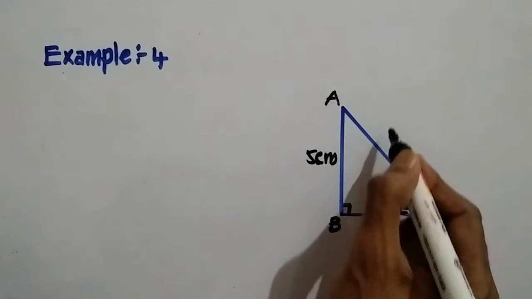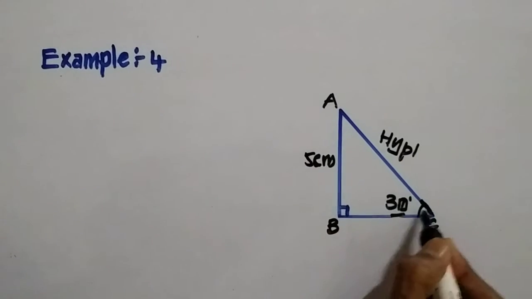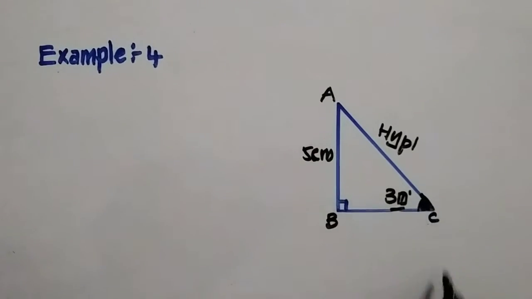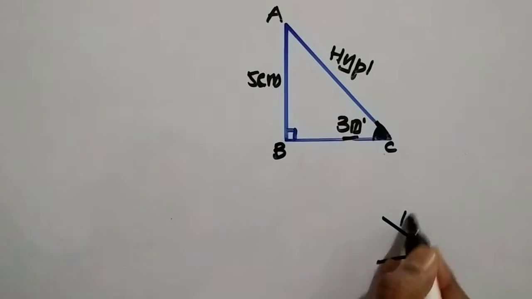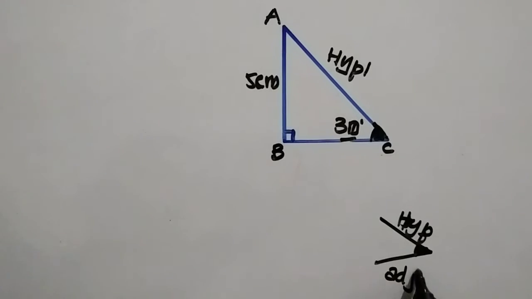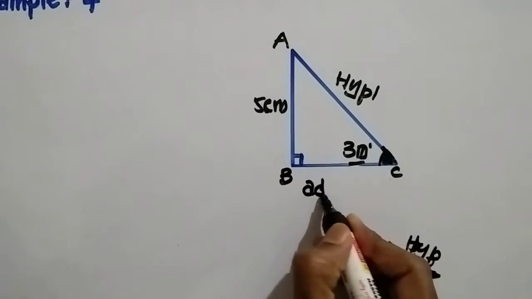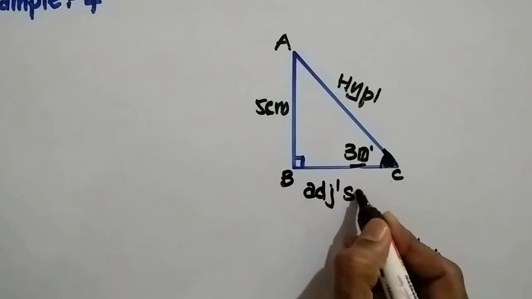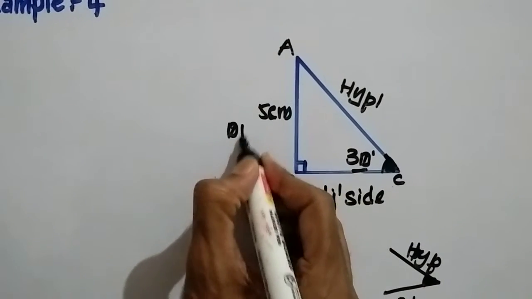Now the longest side is called the hypotenuse. The side beside the hypotenuse is called the adjacent side, remember, okay. The hypotenuse beside side is called the adjacent side and the leftover side is the opposite side.